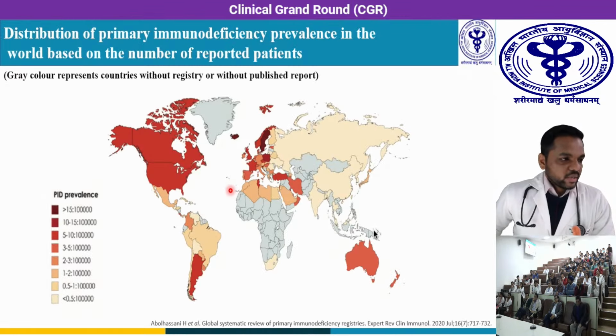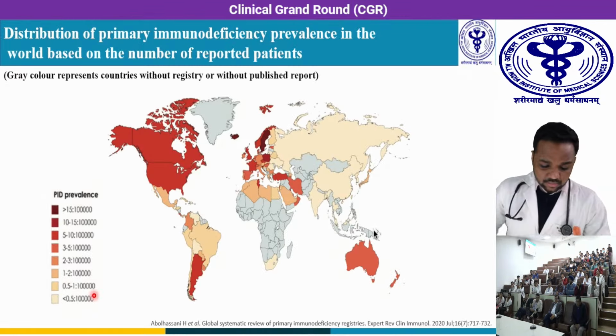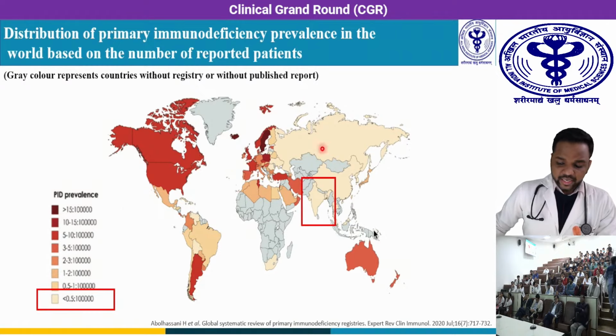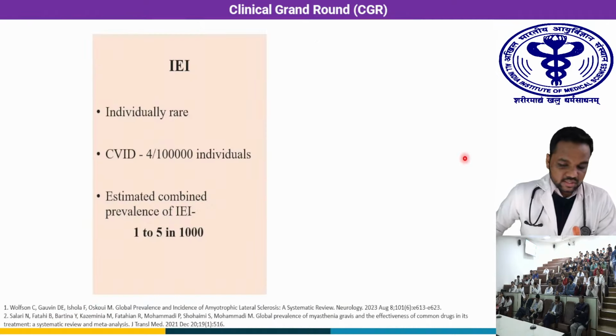If we go to the epidemiology, this varies. The number of reported cases is between 0.5 per lakh to 0.15 per lakh population. In India, it is on the lower side, mostly because we are underreporting these cases.